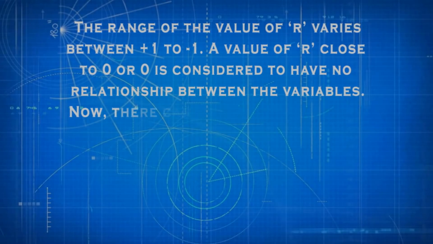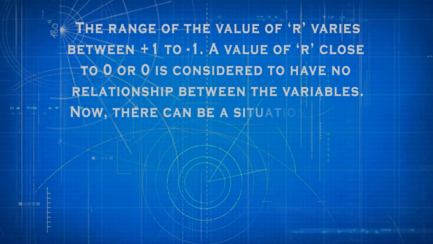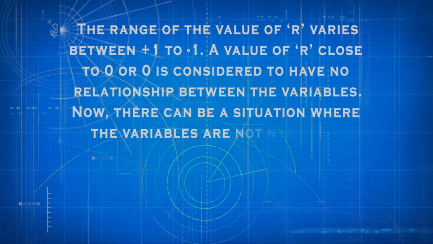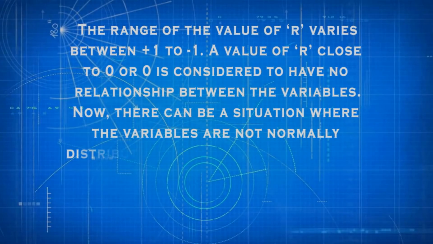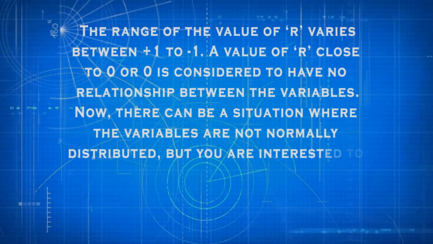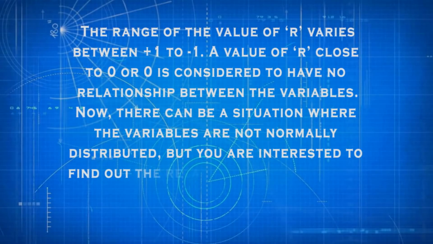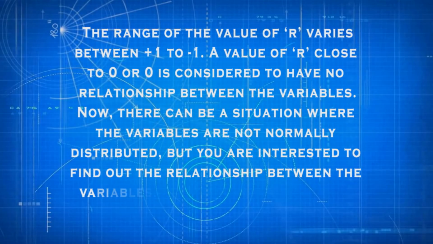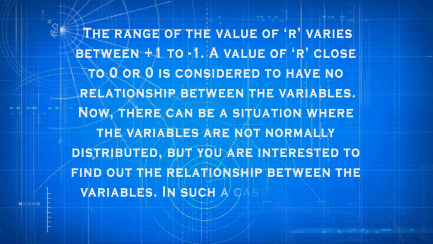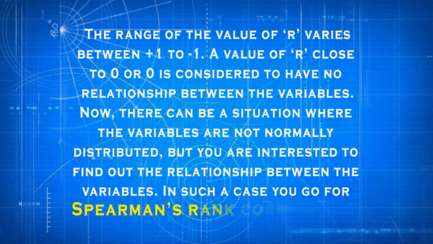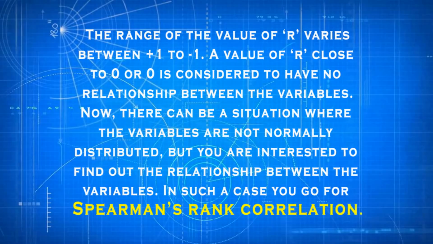Now, it is not obvious that all the quantitative variables we observe in a population follow a normal distribution. There are variables which may not follow a normal distribution. They follow an asymmetrical distribution. But a researcher wishes to see whether there is any relationship between these two variables or not. In this case, we go for Spearman's rank correlation.